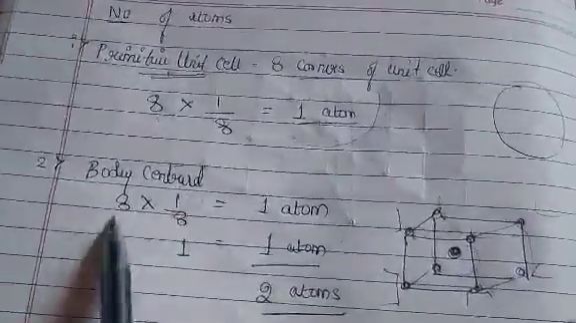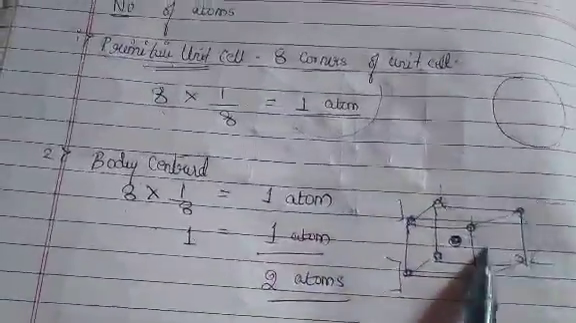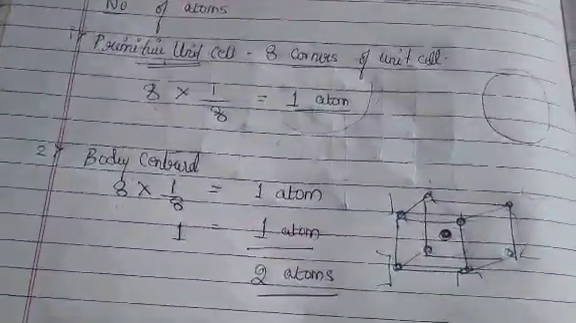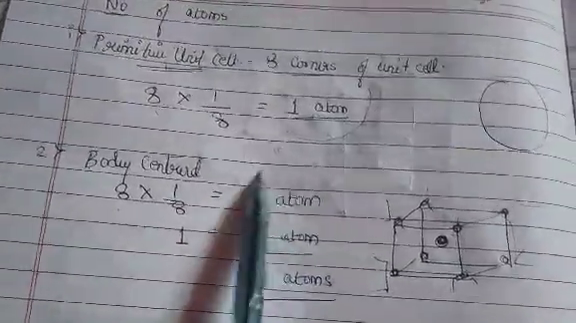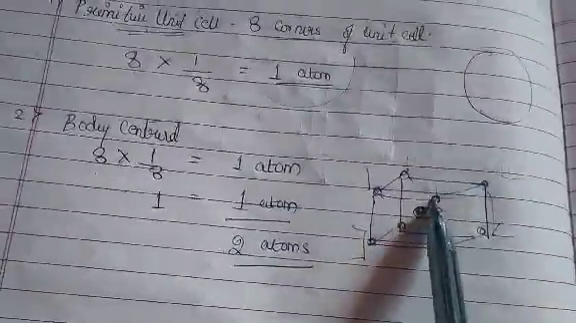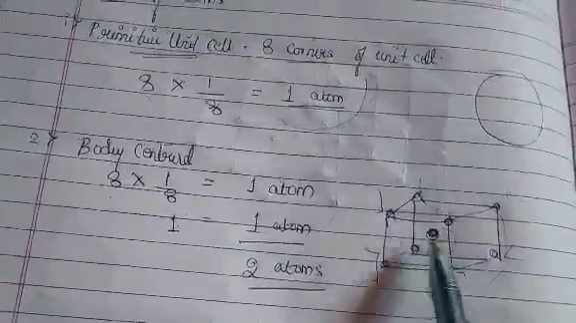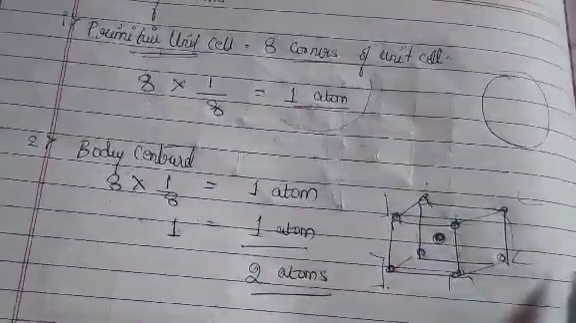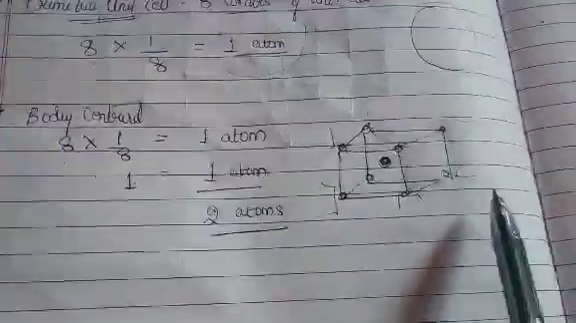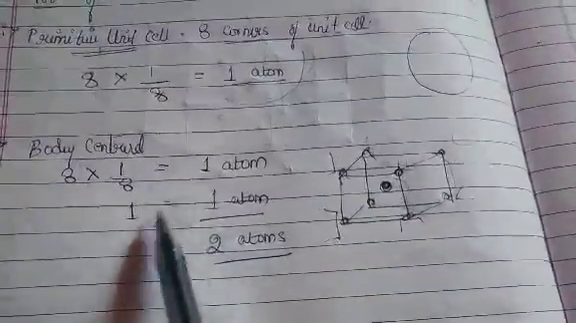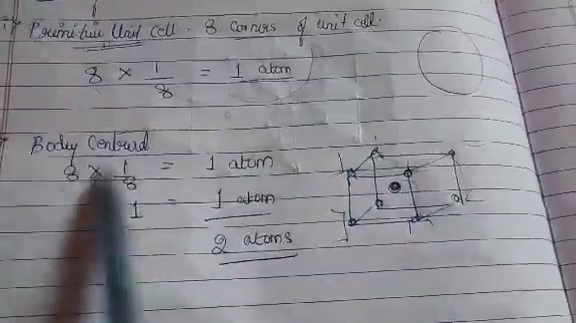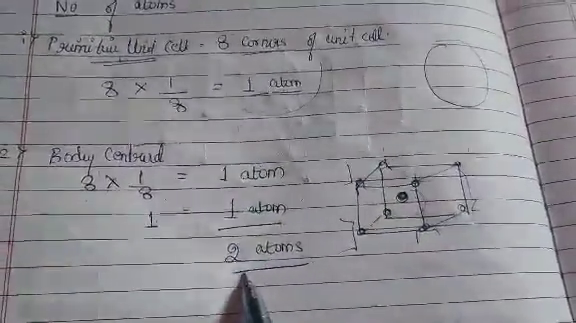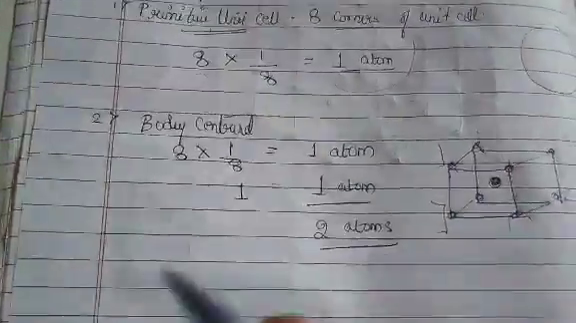Is that clear? So in body centered, the atoms which were at the corners were equally attached to 8 other unit cells, resulting in 8 into 1 by 8. Overall, it was giving us 1 atom. Whereas the atom present at the body center is not attached to any of the other unit cells within a crystal lattice. And that is the reason it individually belongs to that particular unit cell itself. So in a body centered unit cell, you will have totally 2 atoms.